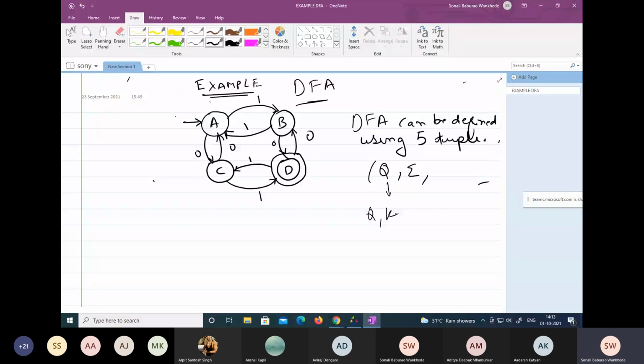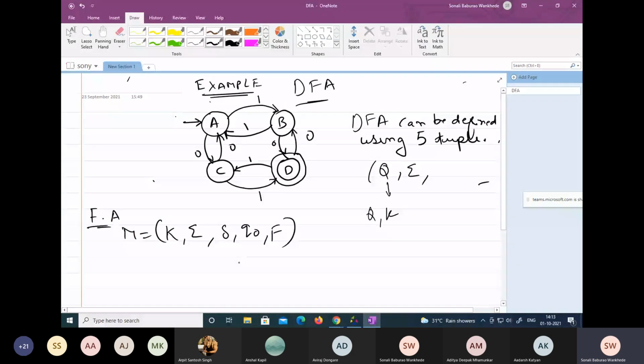For your finite automaton, you have a 5-tuple: M is equal to K, sigma, delta, Q naught, and F. Okay, this was for finite automaton. Now, when we are speaking about DFA, deterministic finite automaton, it is given as M is equal to Q, sigma, delta, Q naught, and F in standard notation.